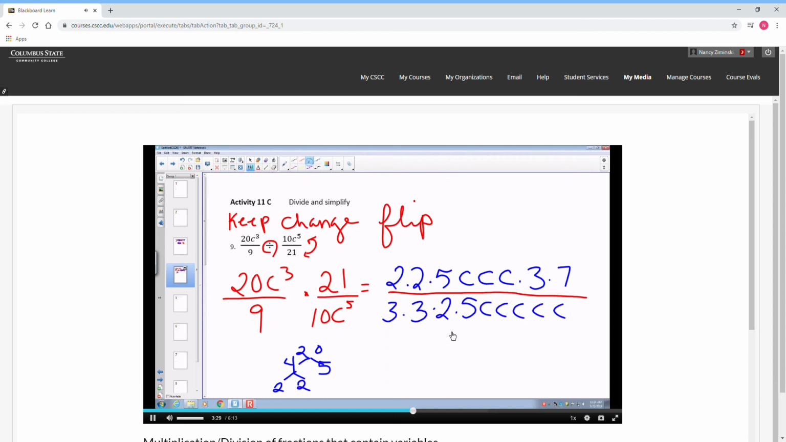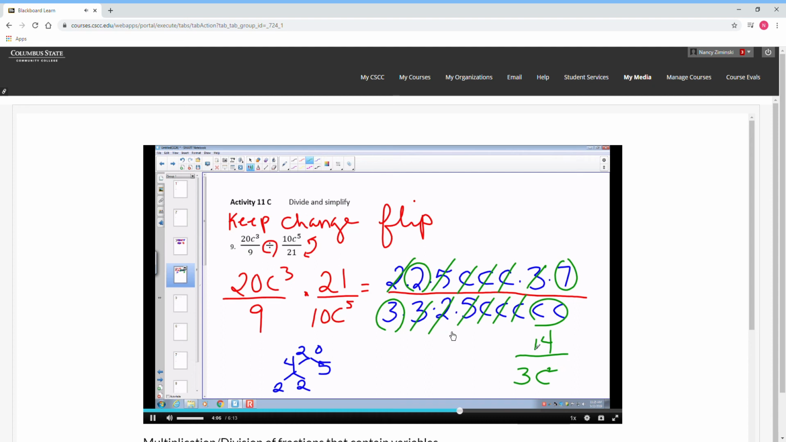I'm going to divide out common factors, so 2 divided by 2 is 1, and then I have 3 divided by 3, 5 divided by 5, c divided by c, another c divided by c, c divided by c. So I'm left in the numerator with 14. 2 times 7 here is 14, and in the denominator I have 3c squared.